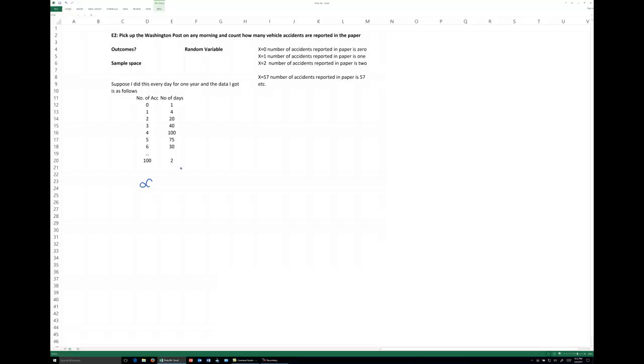So notice that this experiment has a discrete number of outcomes. So you can have one accident, you can have two, you can have three. You cannot have 3.5 or 4.25 accidents. So it's discrete, just like the previous experiment, but unlike the previous experiment, this one has an infinite number of outcomes. Okay, so this is a discrete infinite type of experiment and a type of distribution.